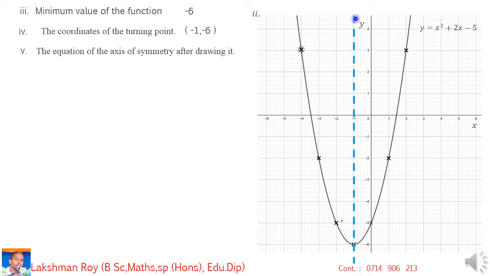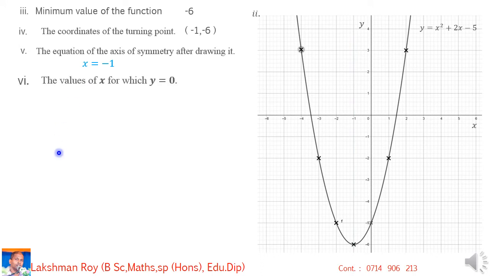So you can see there, this line passes through the x value. What is the x value? That is -1. So the equation of this straight line is x equals -1. Okay, we'll move to Roman number 6 question.